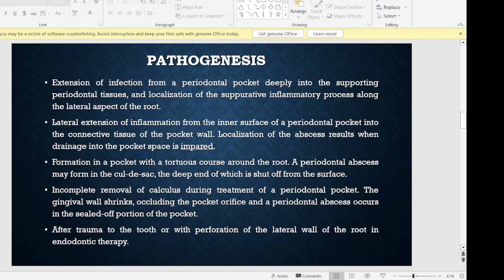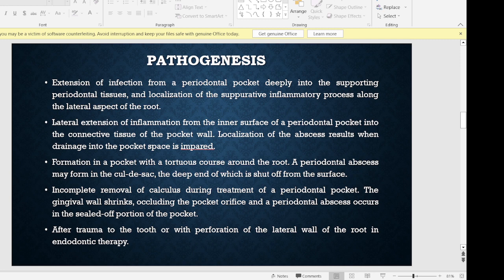Okay. Coming to the pathogenesis of periodontal abscess, there is extension of infection from a periodontal pocket deeply into the supporting periodontal tissues and localization of the suppurative inflammatory process along the lateral aspect of the root. So what is a periodontal pocket? A periodontal pocket is the pathologically deepened gingival sulcus. So the infection in the periodontal pocket goes deeply into the periodontal tissue, and it causes the localization of the suppurative inflammatory process along the lateral aspect of the root.